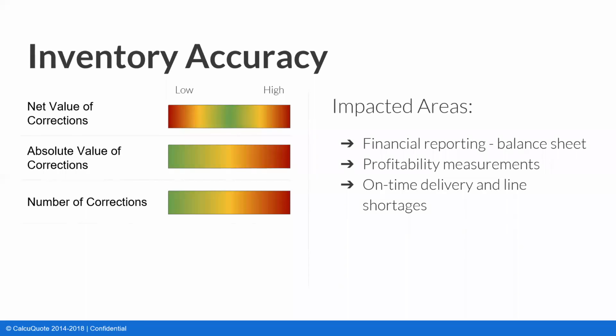And then the third thing, and this goes to the core of what the manufacturing business does, is it's going to affect your on-time delivery and line shortages. The reason there is because if you're constantly making adjustments to your inventory, it becomes very difficult to rely on your inventory. And so you end up with a higher probability of line shortages, a higher probability of outages, of not being able to meet customer forecasts and things like that. So you want to make sure that inventory accuracy is there for the other part of your business, which is the manufacturing part of your business.